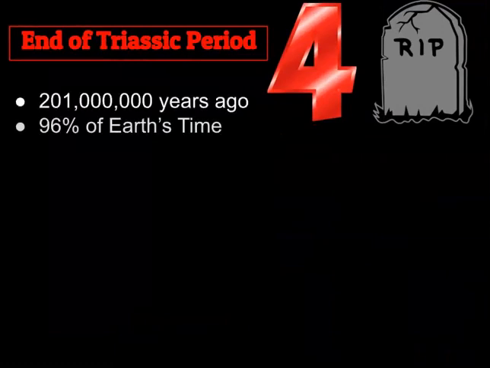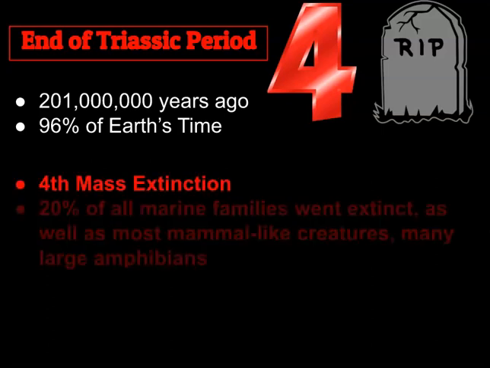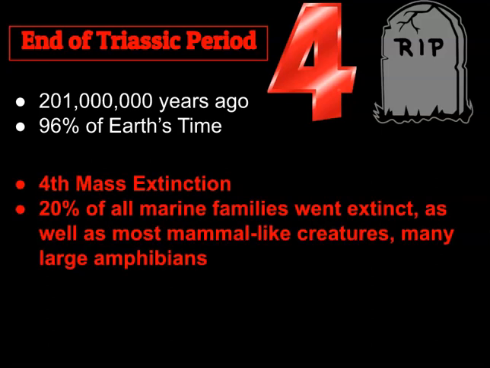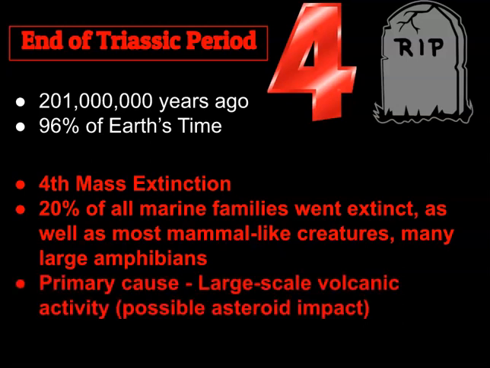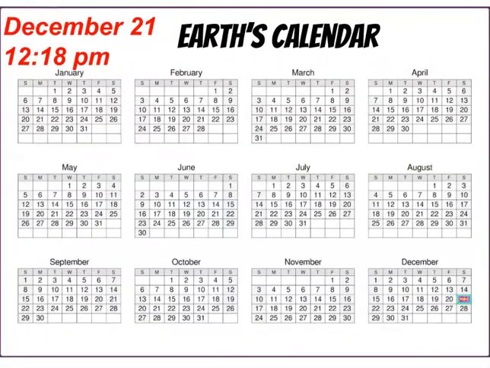At the end of the Triassic, we had a fourth mass extinction. So you can see we've had multiple mass extinctions in Earth's history. 20% of marine families or species went extinct, as well as most mammals. At that point, we didn't have very many mammals on Earth, but most of them went extinct, and many of the large amphibians. Again, they think there could have been an asteroid impact at this time, but that's an area of active research.